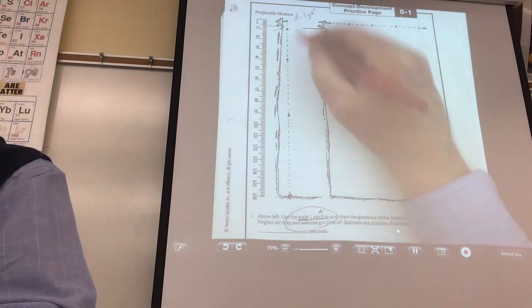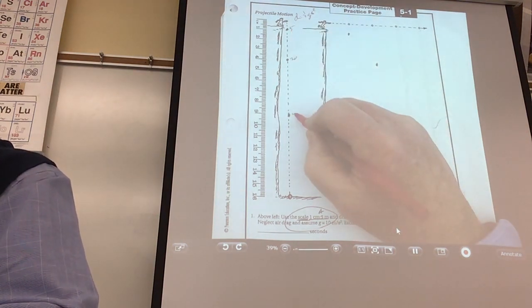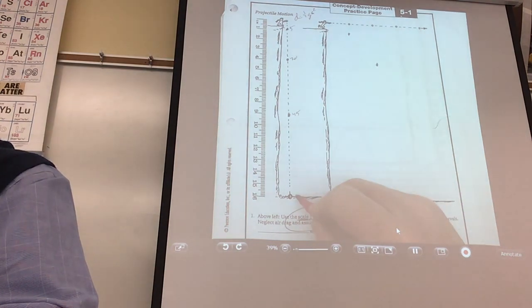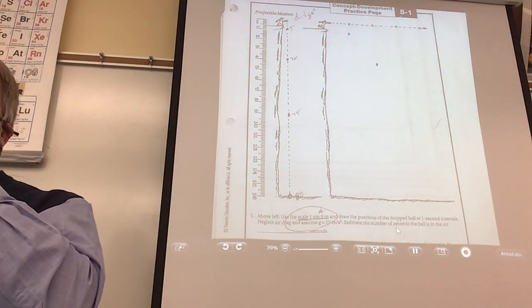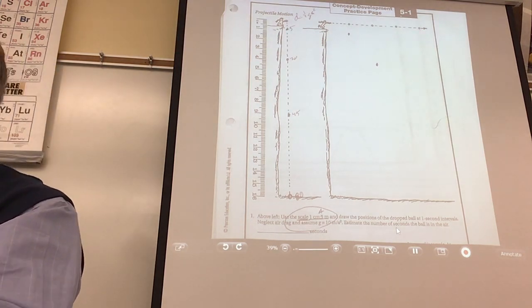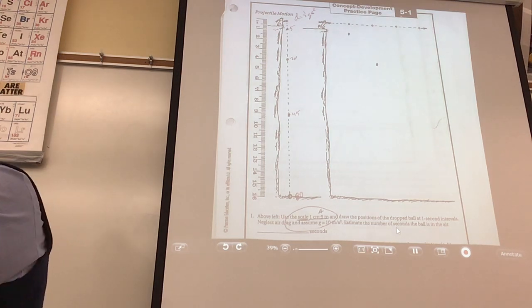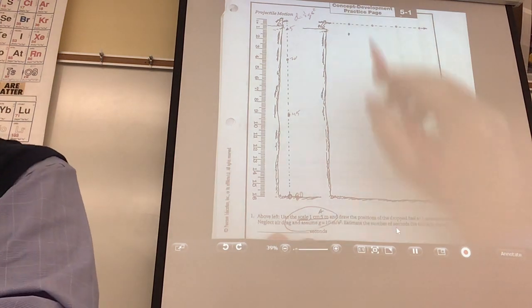45. Okay, so it's going to fall 5. It's going to fall 20 and 45. And what's this one? Is that 80? We had this in another chapter. But what's the ball doing this way? What's the ball doing horizontally?